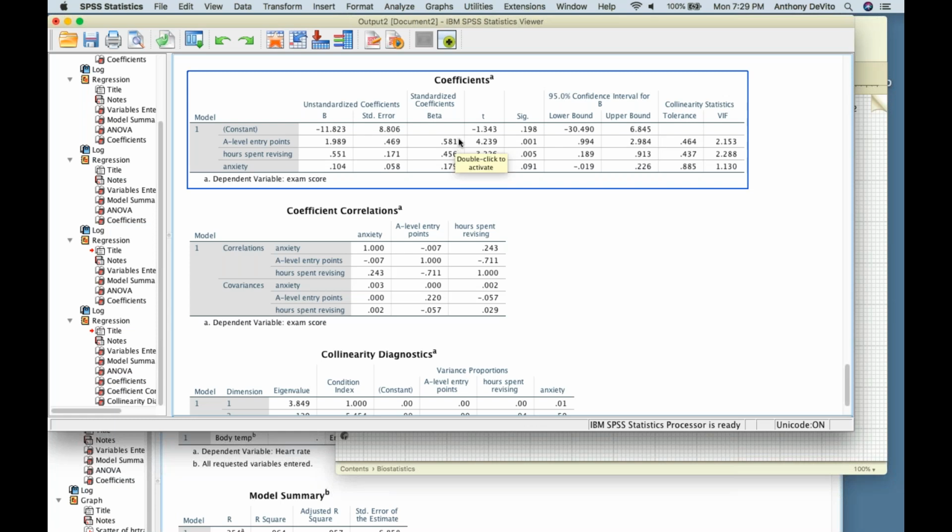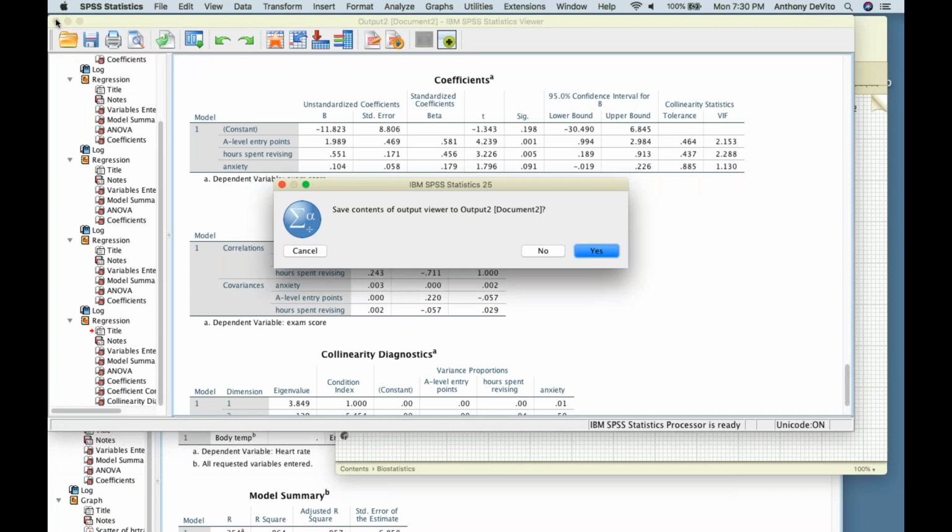It looks like A-level entry point has the biggest impact, closely followed by hours spent revising, and anxiety didn't have as strong an impact. Anxiety was on a completely different scale, so it was hard to compare the unstandardized coefficients to each other. But these standardized coefficients make it easier to understand how the same kind of movement in each of these scales impacts the final result. So we're looking for whatever gives us the biggest result, looking at them comparatively.